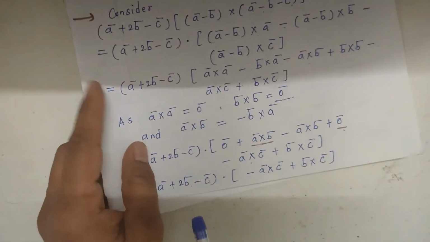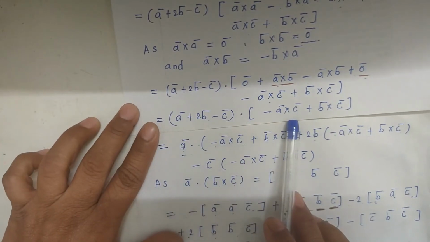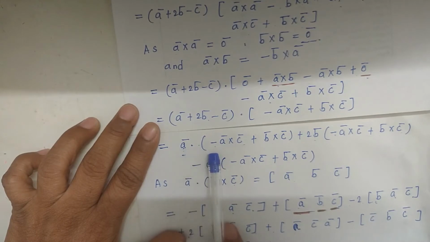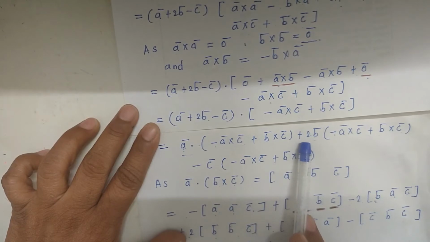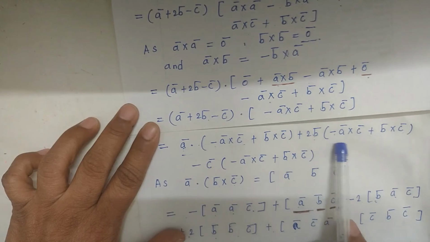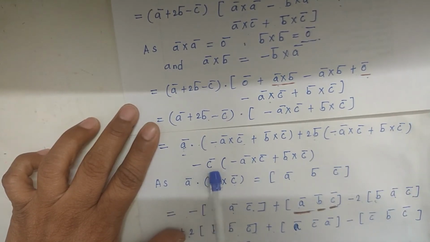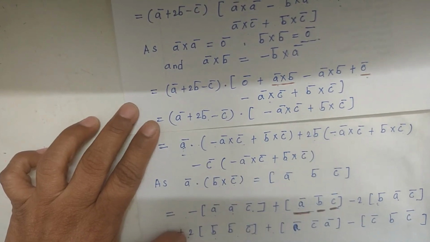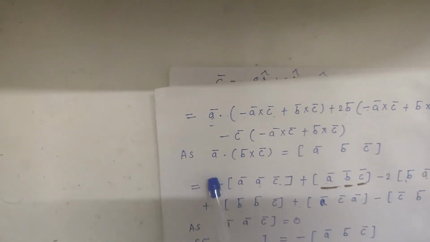Now the next distribution of these two brackets, the first bracket into the second bracket, in this way: a bar dot minus a bar cross c bar plus b bar cross c bar. Now the next term in the first bracket, plus 2b bar, into the second bracket's terms in this way. Similarly for the third term, minus c bar into the second bracket.